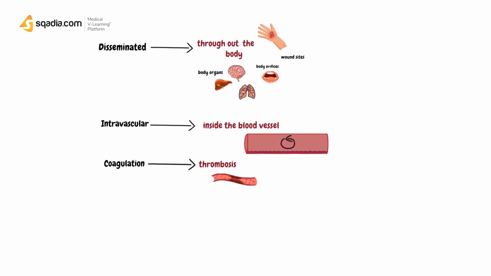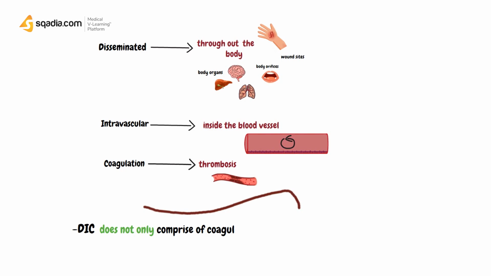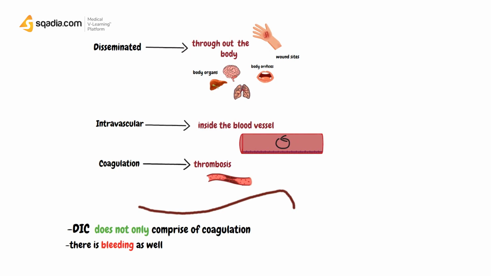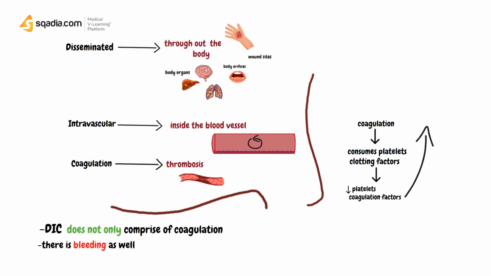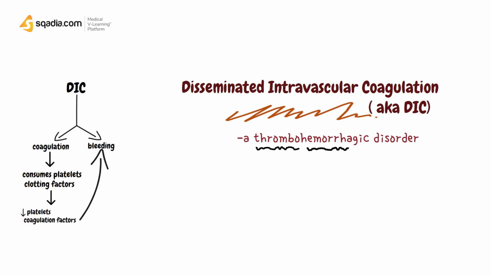One thing I want you to remember here is that disseminated intravascular coagulation does not only comprise coagulation. There is bleeding as well. The widespread coagulation process consumes platelets and clotting factors, leading to their deficiencies, which results in bleeding. As it consists of both thrombosis and bleeding, DIC is known as a thrombohemorrhagic disorder.